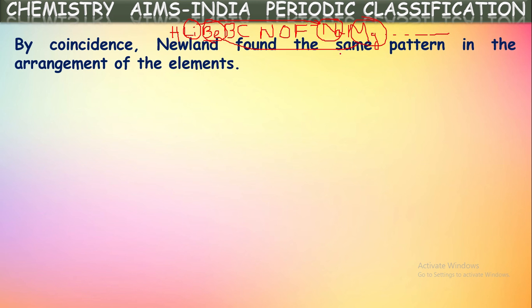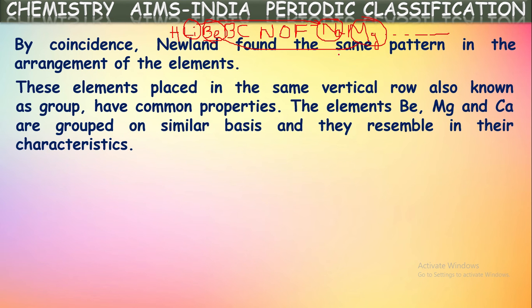Now these two elements have similar chemical properties. So this was found by Newlands. These elements are placed in the same vertical row. So the elements which have the same chemical properties, he arranged in a vertical column. He called this column a group, having common properties. For example, the elements beryllium, magnesium, and calcium are grouped on a similar basis and they have similar characteristics also. Okay, that is Newlands' classification.